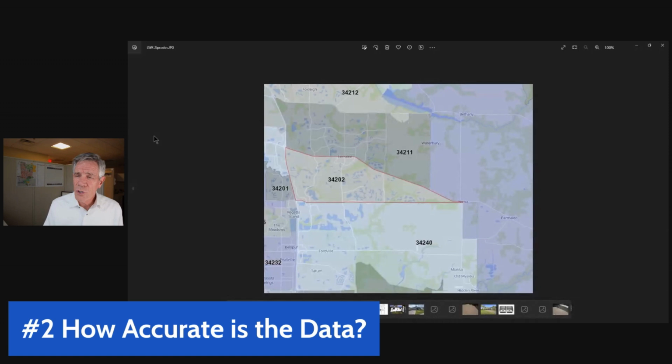Now, the 34240 that you see down here is in Sarasota County. Well, those don't have a Lakewood Ranch address. Those have a Sarasota address. So if I was to pull Lakewood Ranch just from an MLS search, it won't pull that down in the Sarasota area because that's listed as Sarasota and not Lakewood Ranch.